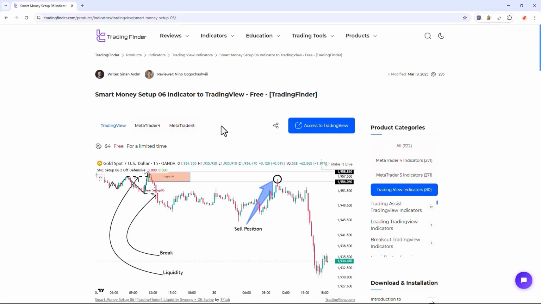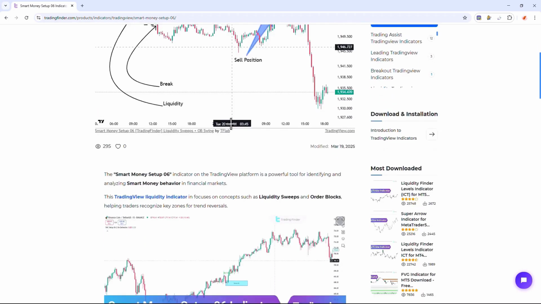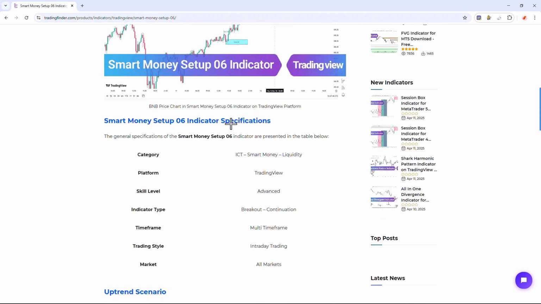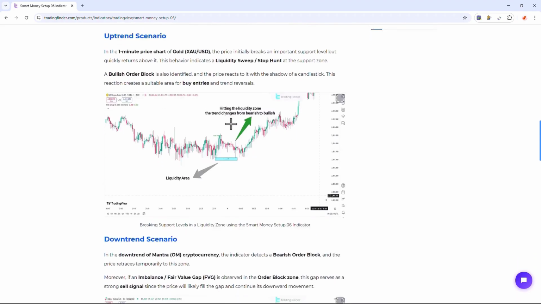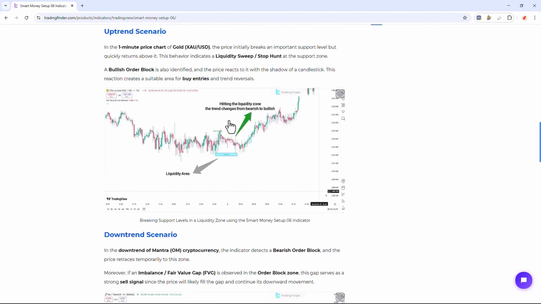the Smart Money Stop Safe 6 indicator, which is offered for various platforms on the TradingFinder site. From this section, you can access the indicator on the TradingView site. Additionally, traders can refer to this page to understand how the indicator works and operates.